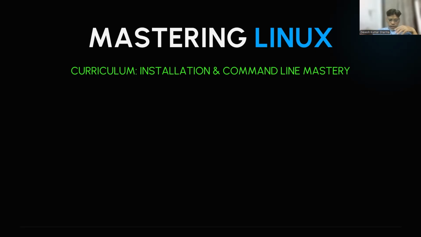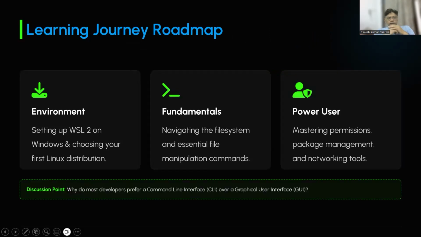So this is our learning journey roadmap. Before we write a single line of code, let us look at our roadmap. We have broken this lecture into three phases. First, we will build our environment by installing a lightweight virtual machine right inside Windows. Second, we will tackle the fundamentals of the file system and navigation. Then finally, we will level up to power user status, and we will look at system security, package managers, and internetworking.